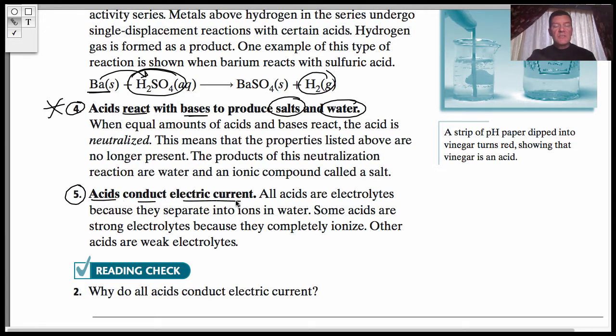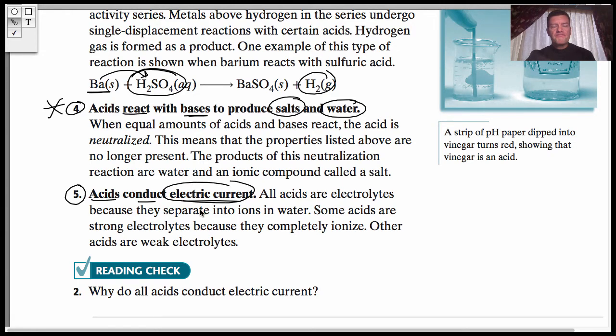And number five, we actually talked about this in a previous chapter. Acids conduct electric current, and that's because they ionize. When you put that particular compound, that chemical, into water to make an acid, it is going to ionize, break apart into ions, and therefore you're going to have charged particles in that solution that can conduct electricity.